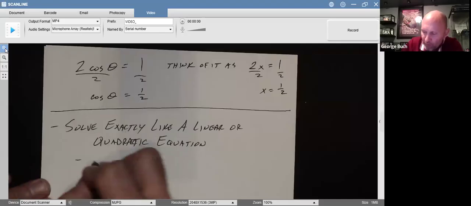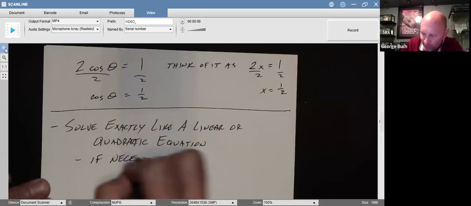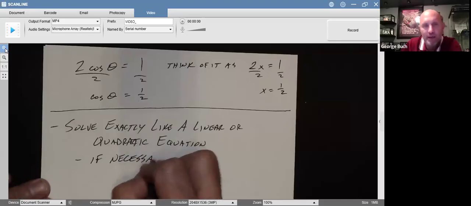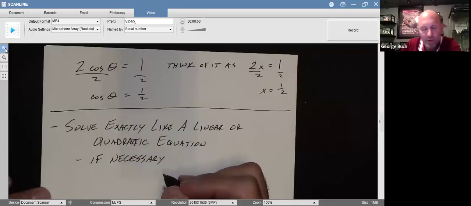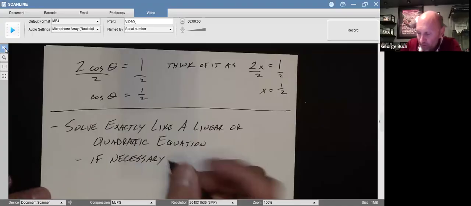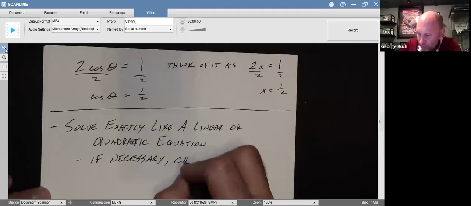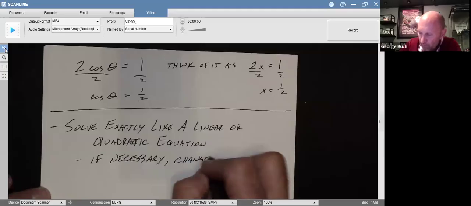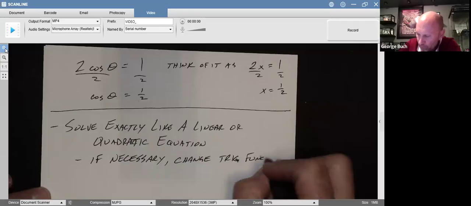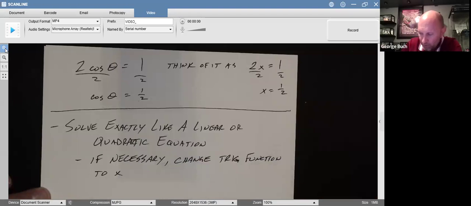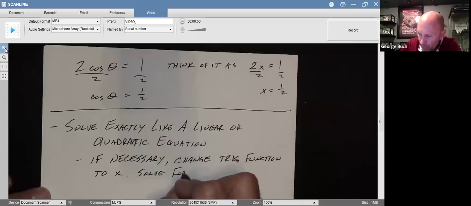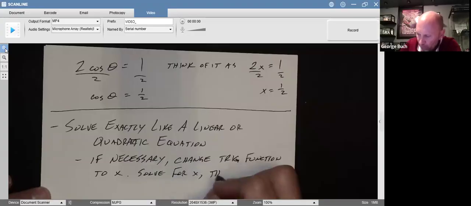So if necessary, if these just completely mess with your head, and you're like, man, once I see that sine or cosine or tangent or whatever, I have no idea what to do, I just get stumped. So if necessary, change the trig function to an x and then solve for x and then put the trig function back.